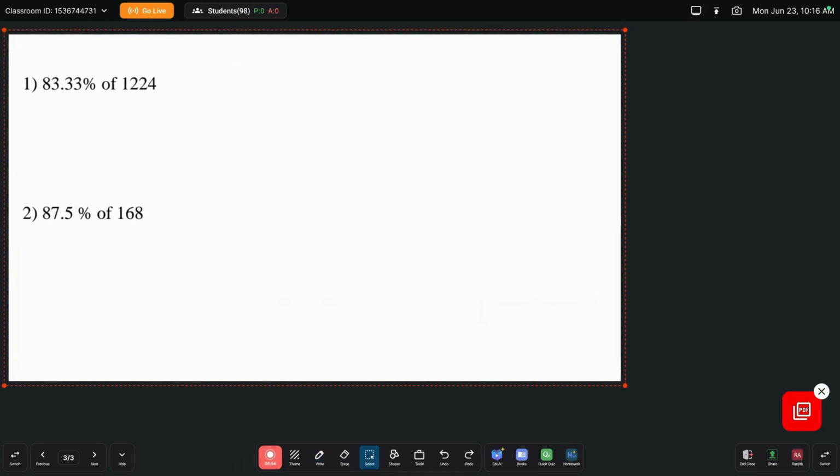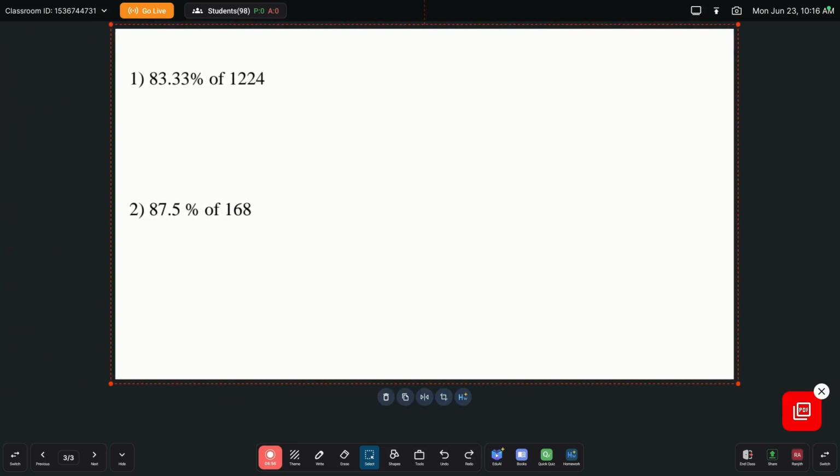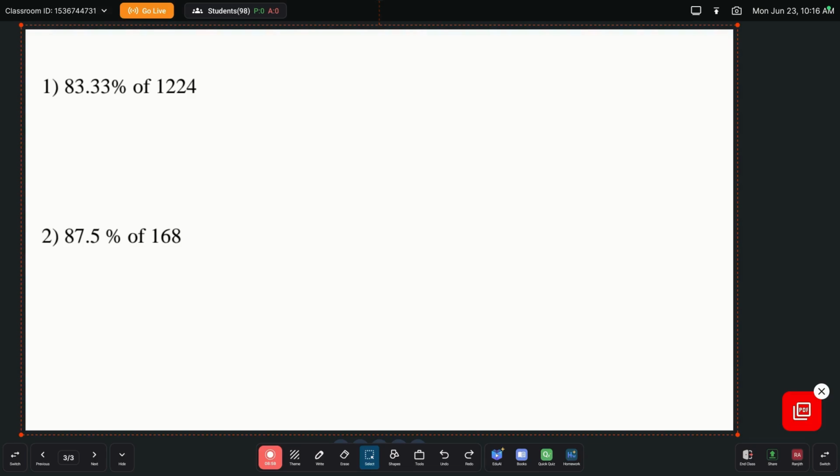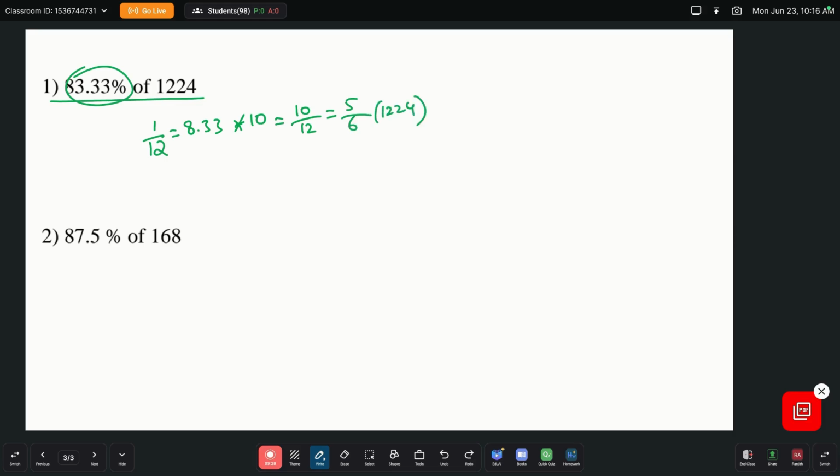83.33% of 1224. So how can we find this? If you know the fraction value of 83.33%, you can directly write it. 1 by 12 will be equal to 8.33, so 83.33 will be 10 times 8.33, which is 10 by 12. 10 by 12 equals 5 by 6 times of 1224.